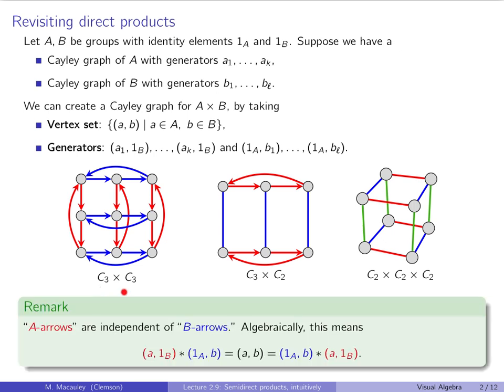Notice that these Cayley graphs have a boxy or grid-like shape because A arrows are independent of B arrows. I think you know what I mean by that. But algebraically, it means that the product of one of these generators from A and one of these generators from B can be done in either order. So (a, b) is (1, b) times (a, 1), or vice versa.